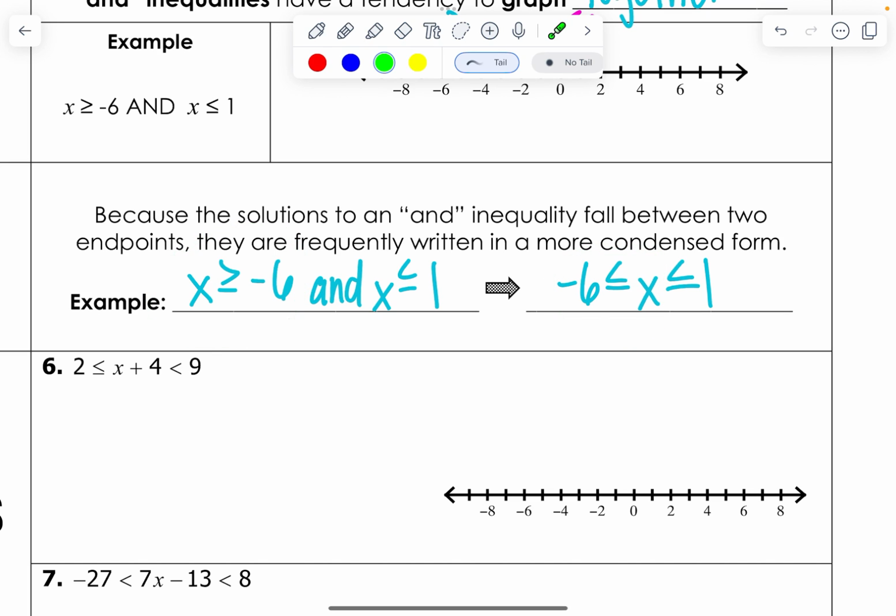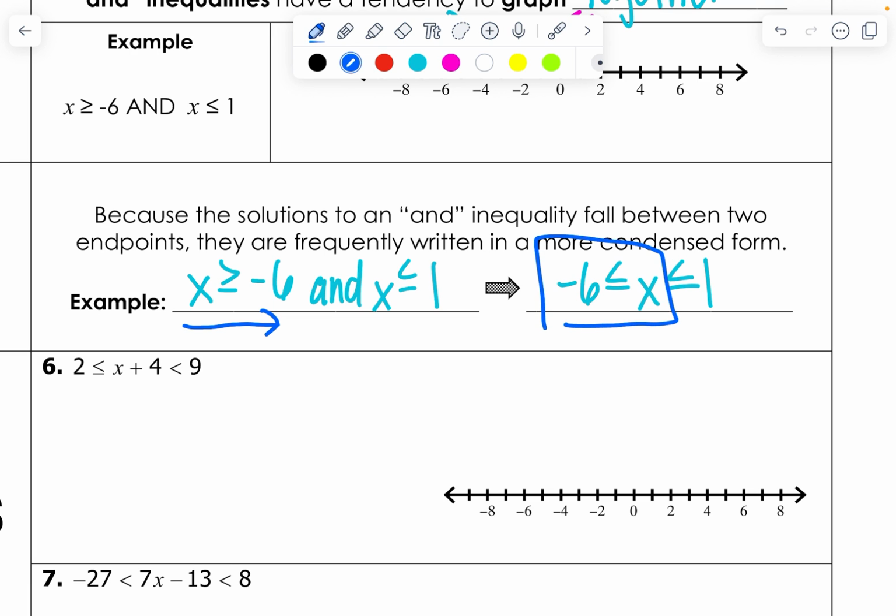But it actually is. As you will remember, we've been talking about how helpful it is to have the variable on the left-hand side because we read from left to right. So if I were to rewrite this part by itself with the x on the left, it would say x is greater than or equal to negative 6. So this is communicating the same thing. And essentially, I like this way because it's also making it really clear that x is between these two numbers.